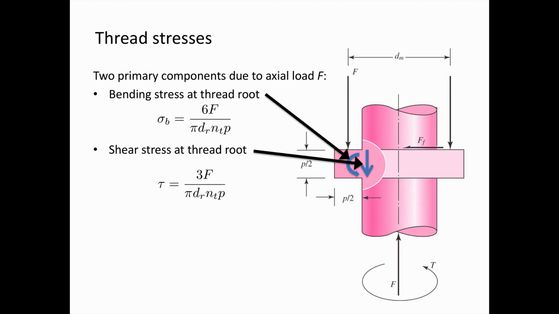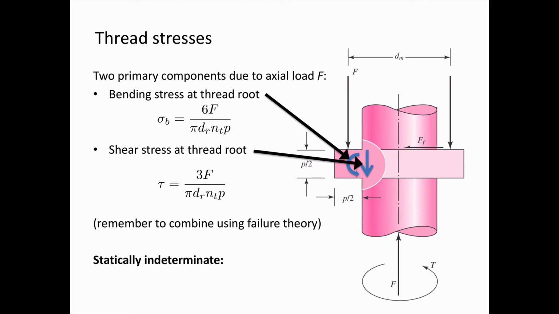The second main component of thread stress is the shear stress at the thread root. That's going to be equal to 3 times the axial force over pi times the root diameter times n_t times the pitch. Remember, as with the stresses for the main body of the screw, to use an appropriate failure theory such as the distortion energy theory to look at the overall stress state.